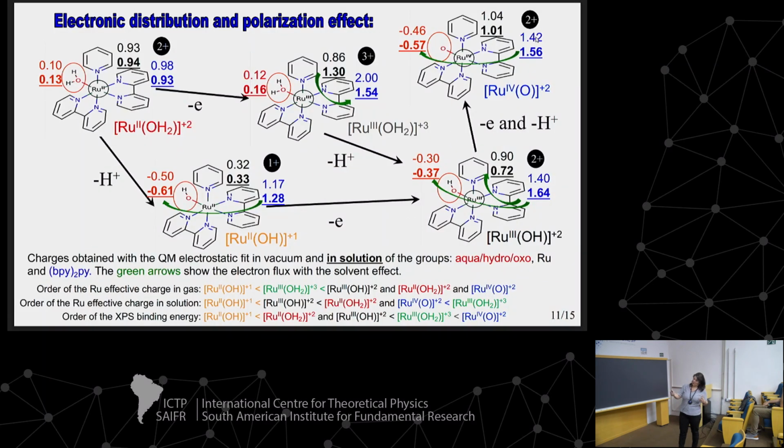Additionally, when we look at the charges of the groups, I put here in red the charges of the water group, in black the charges of the ruthenium, and in blue the charges of the nitrogen. On top I put the charges calculated in vacuum, and in the bottom part I put the charges with the polarization in water. As you can see, for some complexes we don't have a large difference in charges. But for this kind of complex, you can see a bigger difference between the charges calculated in vacuum and the charges calculated in solution.